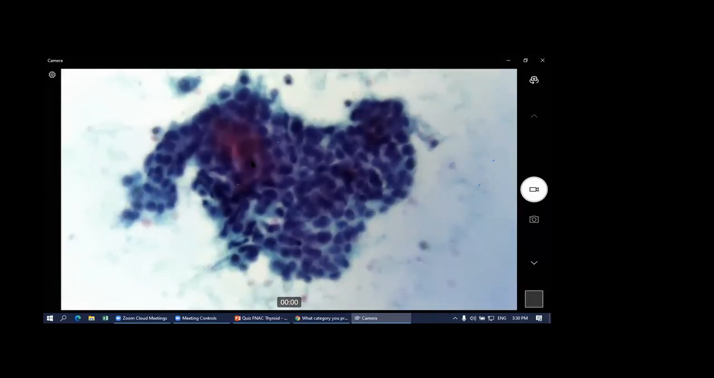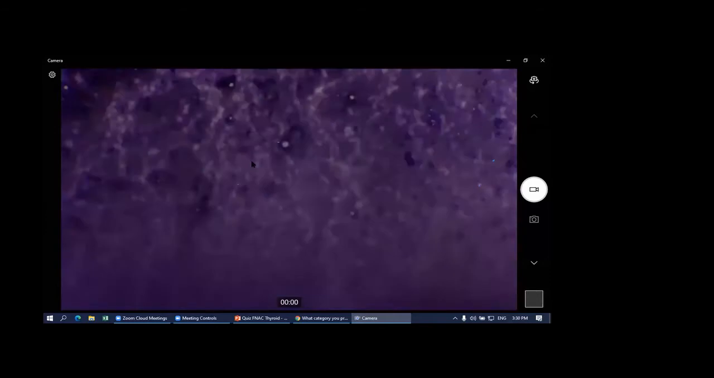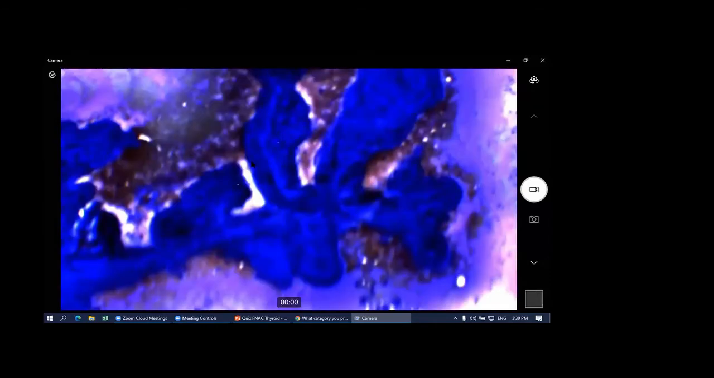Okay, oh, I can see mitosis. Yes, can you appreciate that? Yes, we can see it quite nicely. Right, and then let's look at the MGG, which is actually the one that gives you the biggest clue.